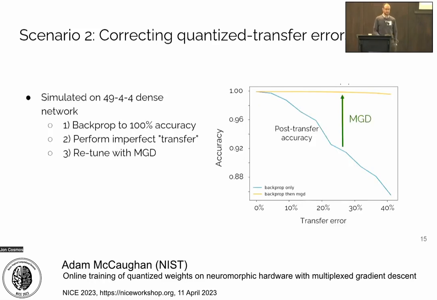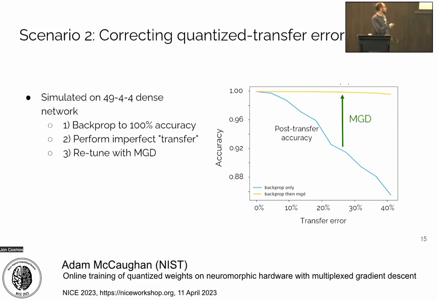And so what we did was we simulated this on a data set using a 4944 dense network. It's just a fairly simple one that's easy to run fast. And we showed that you could do this kind of retuning process where we performed backpropagation. We got the problem to 100% accuracy. And then we performed what we call an imperfect transfer, right? I tried to write the weight, but it was off by 10%, or it was off by 20%, it was off by 30%, right? And as you can see from this blue line, your accuracy starts to suffer as you have larger and larger deviations from what backprop told you to do when you wrote it to the actual device.